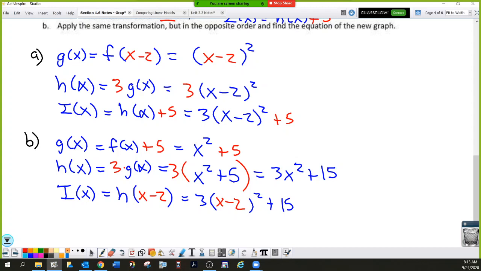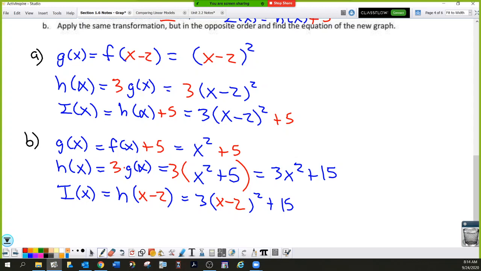So why was that unaffected? The x value of the vertex did not change. It still landed at 2. But why did the y value of the vertex land at 2 different spots? Yeah, what do you think? Because when you went from g of x to h of x, instead of just multiplying the one thing, you're multiplying it by x squared plus 5. Yeah, so I had to distribute the 3 across the entire thing, right? Yeah. And it's bigger.